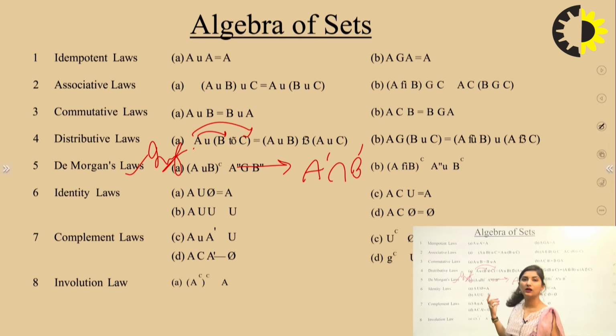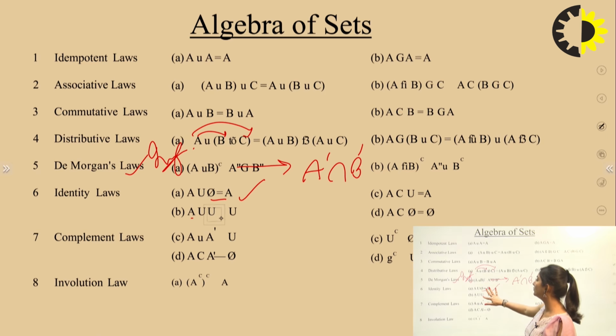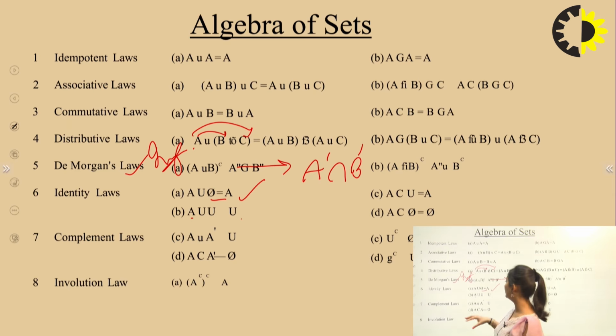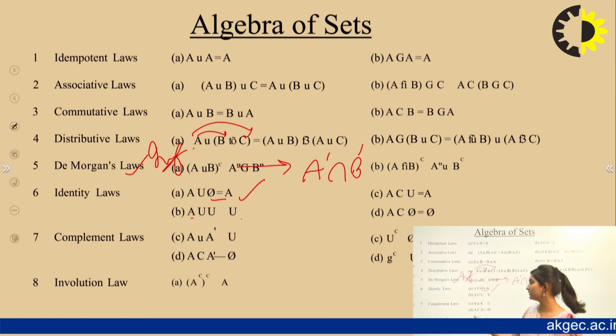Any element which will help us get back to the same element. If you've done union with phi, it will give you the same element A. You have done union with U, it has given us again the universal set. So that is identity law. Complement laws, A union A dash is U. Involution law is A complement to complement is A. So it just neutralizes. That is involution.